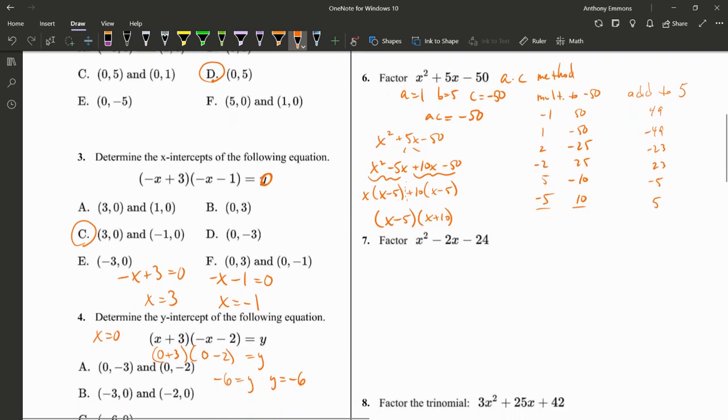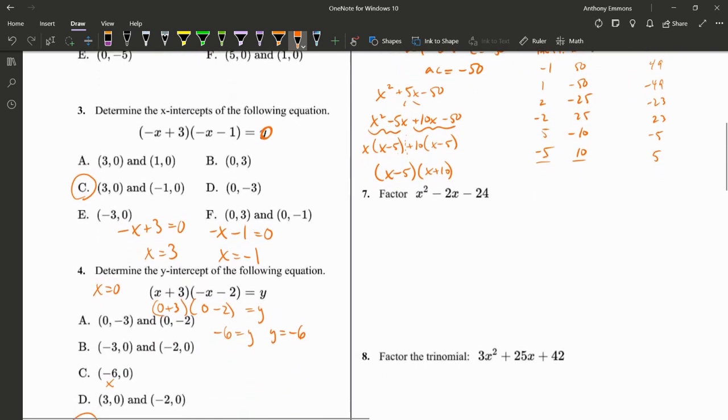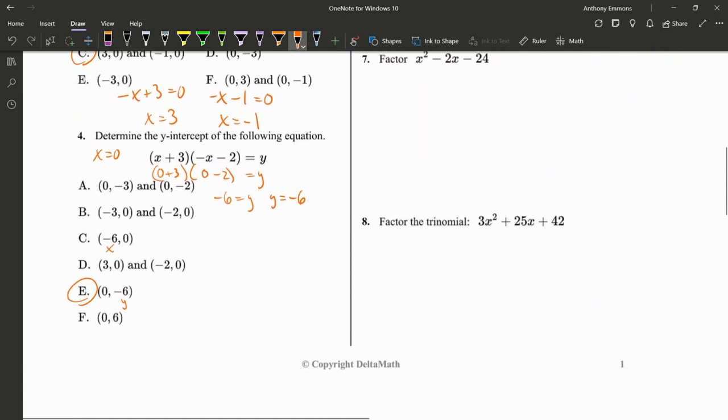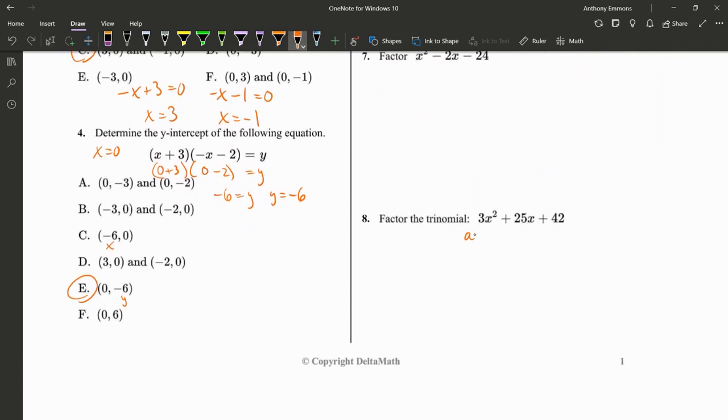All right, you would do the same for number 7, and essentially the same for number 8. Just be reminded, A is 3, B is 25, C is 42. We're doing A times C, in this case 3 times 42. I know it's a big number, but that is going to be 128.